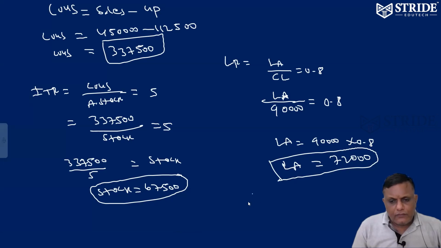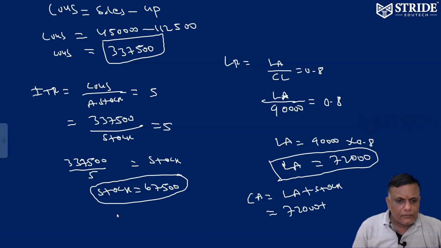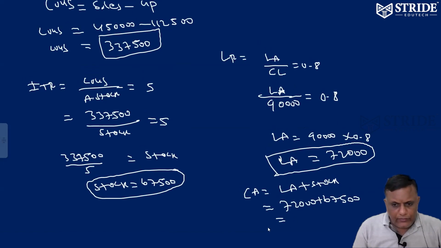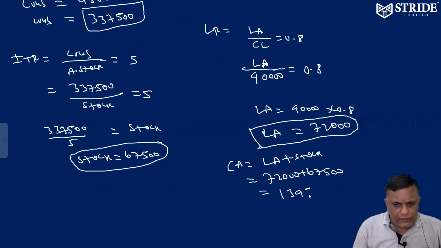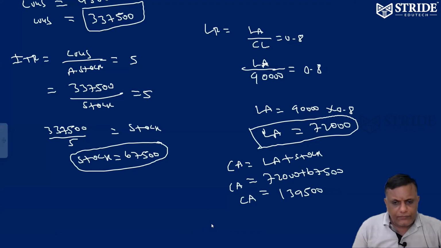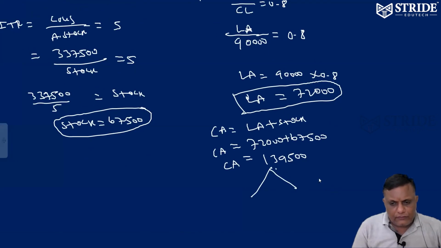That's it. So current asset is equal to liquid asset plus stock. Liquid asset 72,000, stock 67,500. We'll be getting current asset 72,000 plus 67,500, which is going to be 139,500. That's current asset, which means current asset consists of debtors, stock, cash.